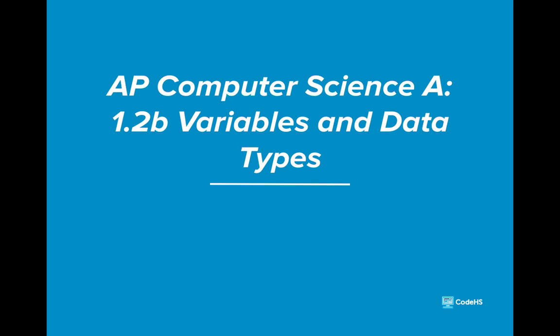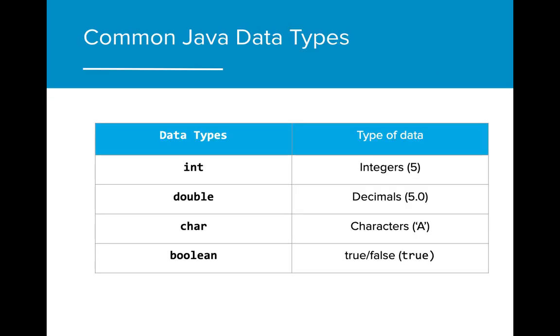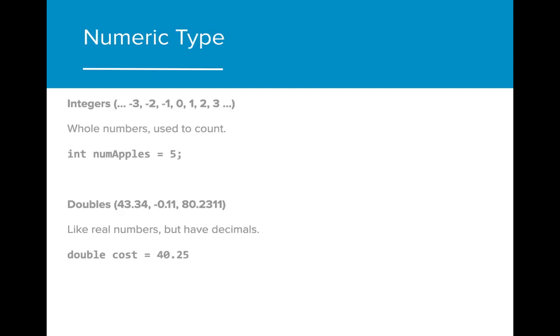Hi! In this video, we're going to look a little bit deeper into variables and data types. Now that we've learned a bit about how these data types can be used, let's explore each of the data types in more detail. The numeric data types that we will be working with are integers and doubles. Integers are whole numbers, while doubles are numbers that include decimals. 5.0 is considered a double value, while 5 is considered an int value.